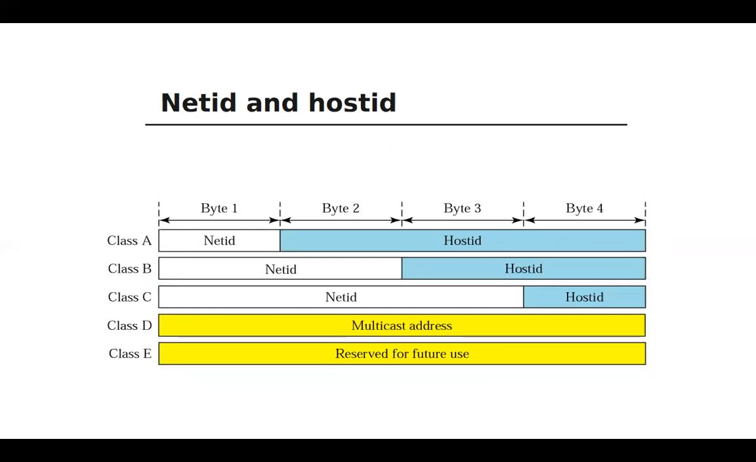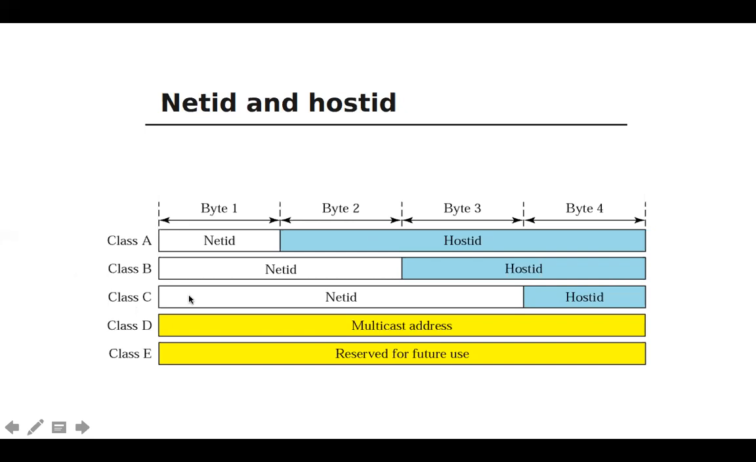Next is the net ID and also the host ID. We can divide the IP address into classes. It could be class A, B, C, D, or E. For example, if it falls under class A, byte 1 is the net ID, and the rest, byte 2, byte 3, and byte 4, are the host ID. But if it falls under class B, byte 1 and byte 2 are the net ID, whereas byte 3 and byte 4 are the host ID.